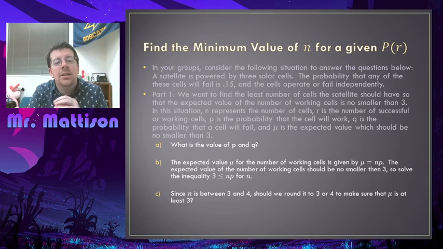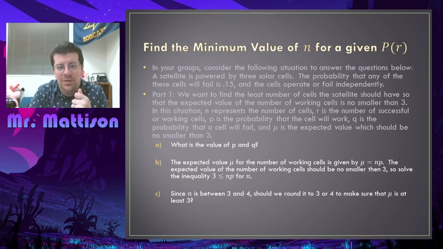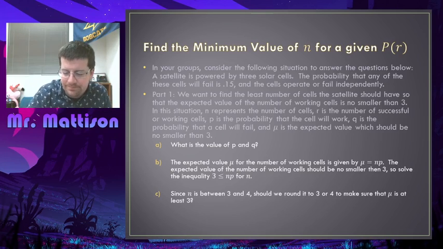Right. So in this situation, N represents the number of cells, R is the number of successful or working cells, P is the probability that the cells will work, Q is the probability that the cell will fail, and mu is the expected value, which should be no smaller than 3. So first, they're going to walk us through here. Go ahead, pause, work through A, B, and C, and then I'll come back and we'll go through them.